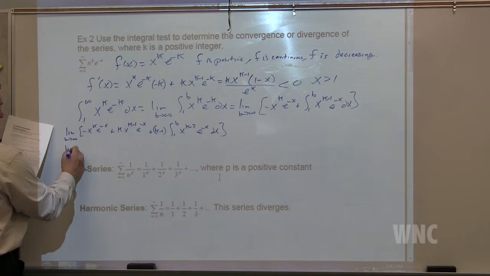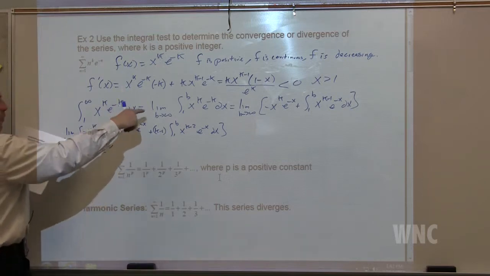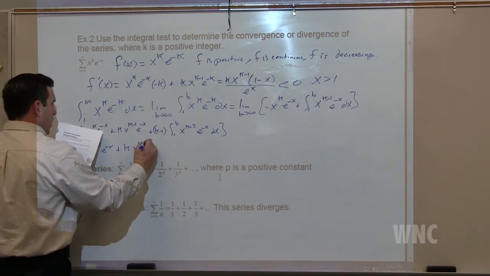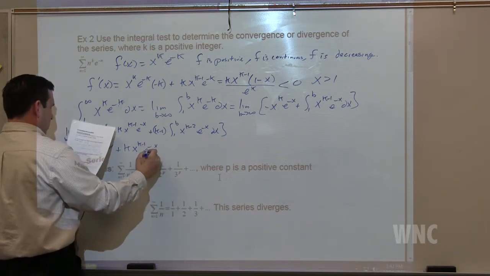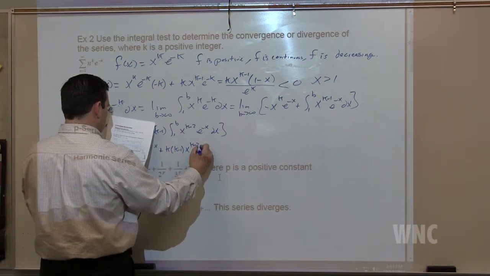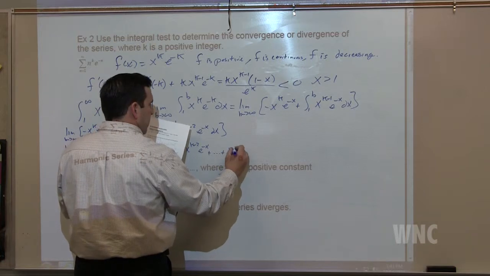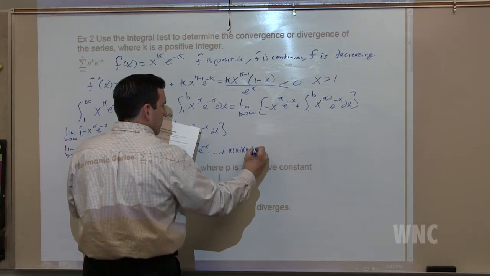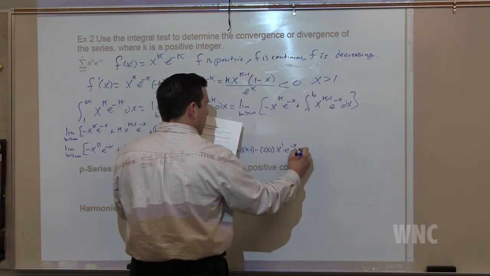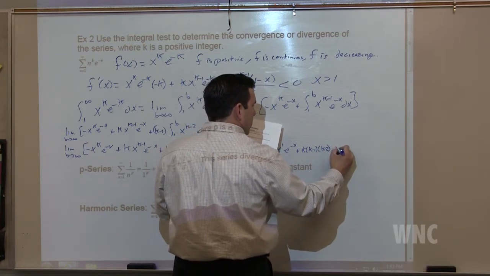What this works out to be is the limit as b goes to infinity of negative x to the k e to the negative x, and I'm using a formula from the tables, plus k x to the k minus 1 e to the negative x plus k times k minus 1 x to the k minus 2 e to the negative x plus, you'll have k times k minus 1 times k minus 2 times ... times 2 times 1 x to the 1 e to the negative x plus k times k minus 1, k minus 2 times ... 2 times 1.